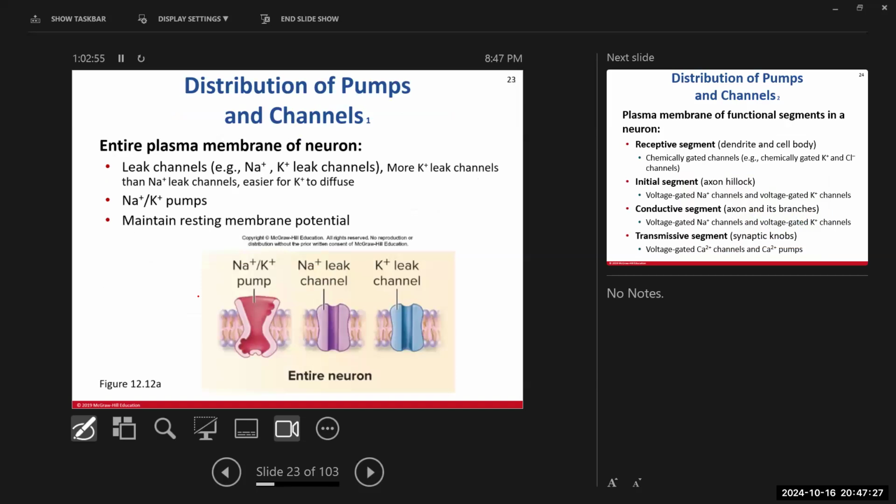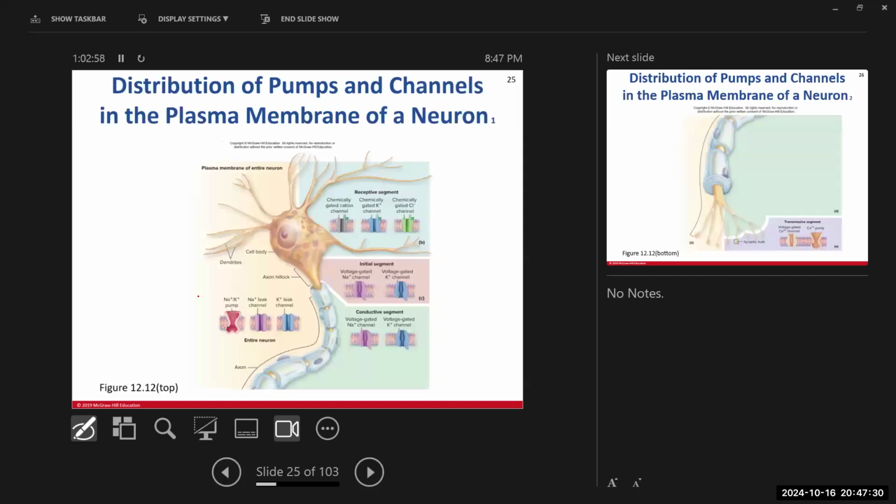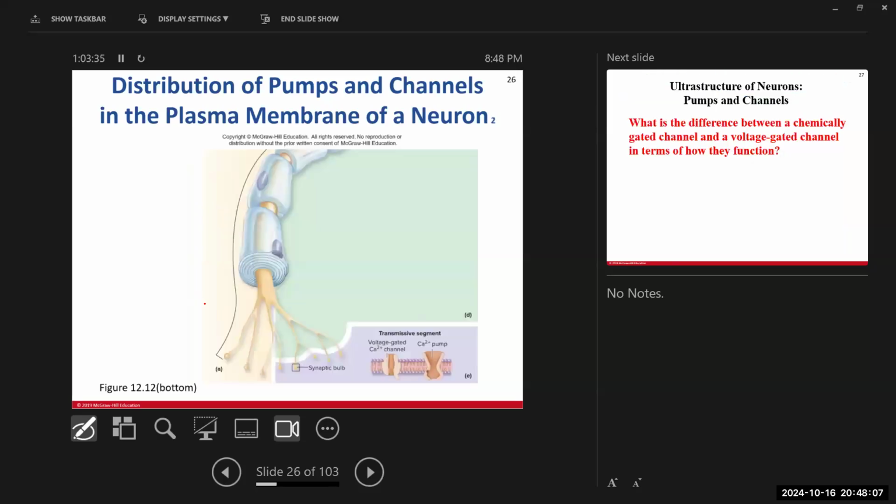All right, so where are these pumps and channels? In your book, it actually shows the whole neuron here, and I'm going to go through this with you. Certain pumps and channels will be in various locations, and then others will be all over the place. For example, you've got your sodium potassium ion pump, and then we have our sodium and our potassium leak channels. These pumps and channels are located in the entire neuron. They're located here in the dendrites, in the cell body, down in the axon, and even right down here in the telodendron. So they're on the entirety of the neuron.